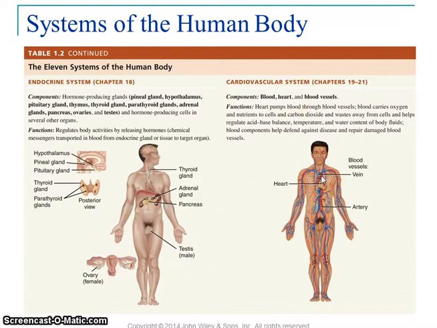Next, cardiovascular system, your blood, heart, and blood vessels. Your blood is a transport system for different nutrients and waste throughout the body. It helps us clean and filter our body.